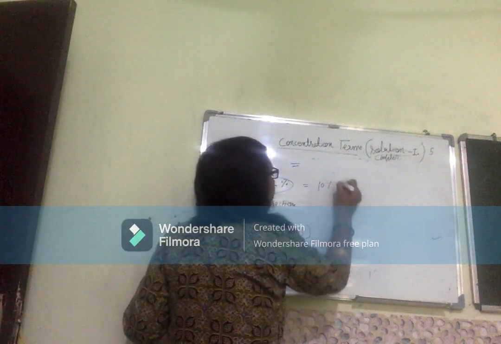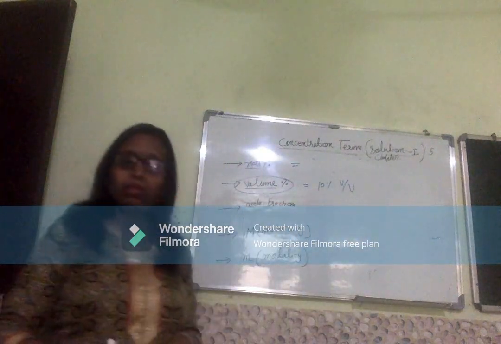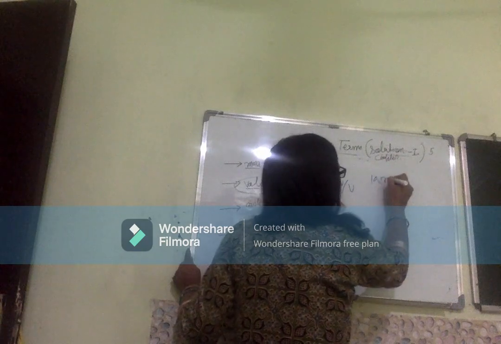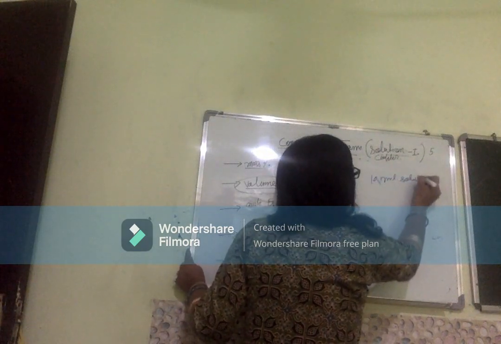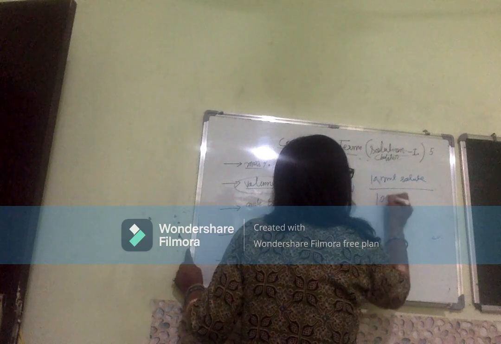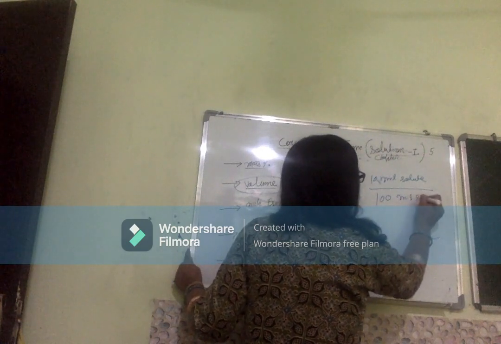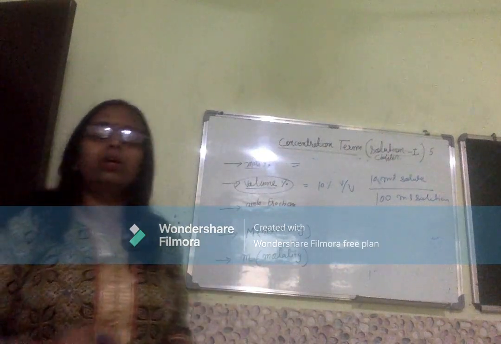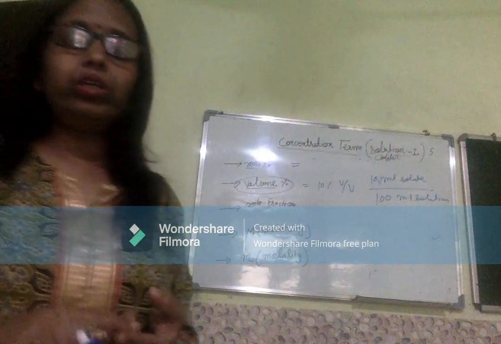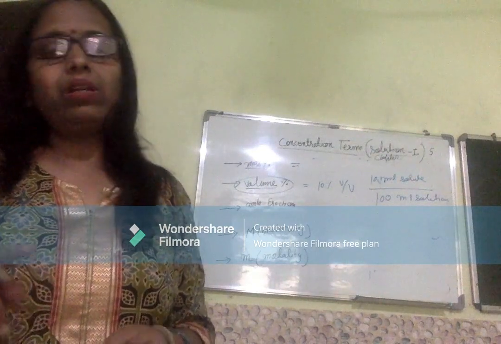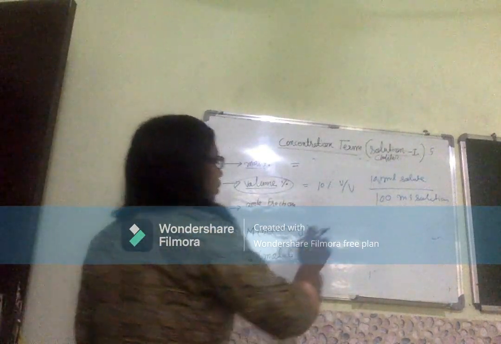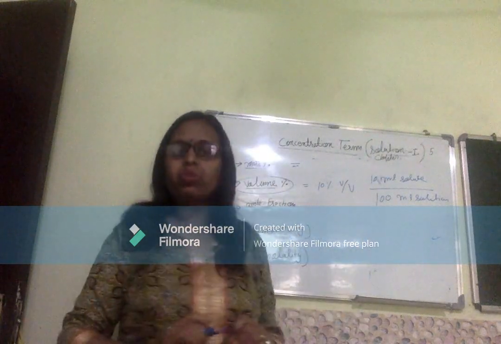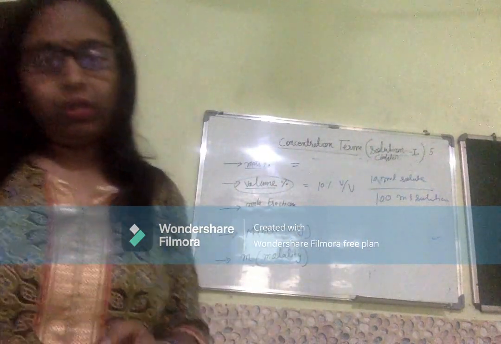10% volume by volume means 10 ml solute dissolved in 100 ml solution. In a similar case, 10 ml solute dissolved in 100 ml solution. Solvent की quantity is 100 minus 10, that is 90 ml. Is it clear?